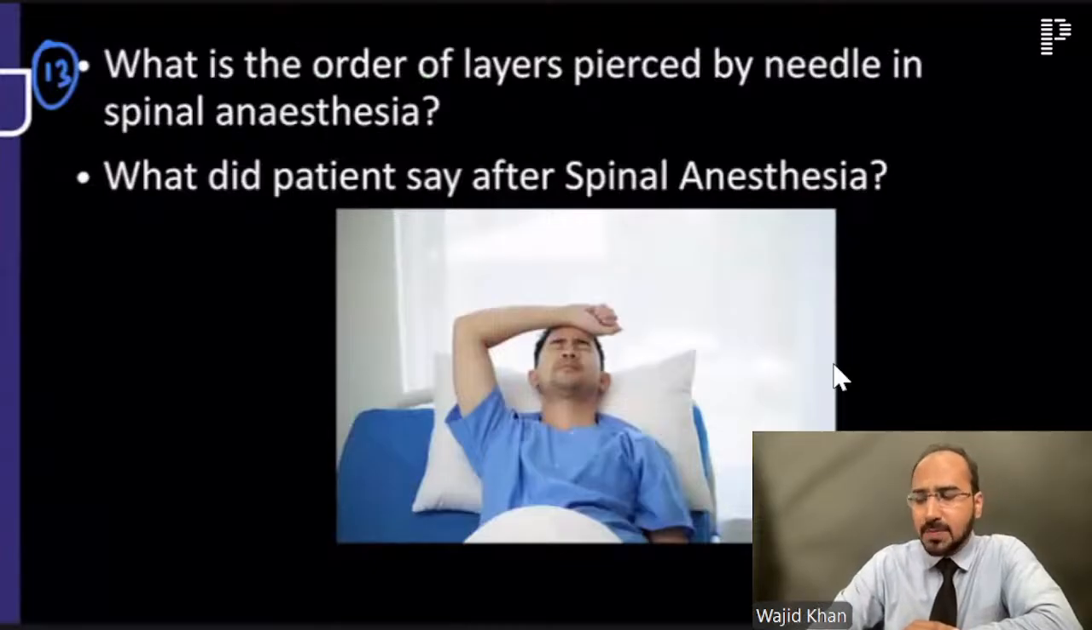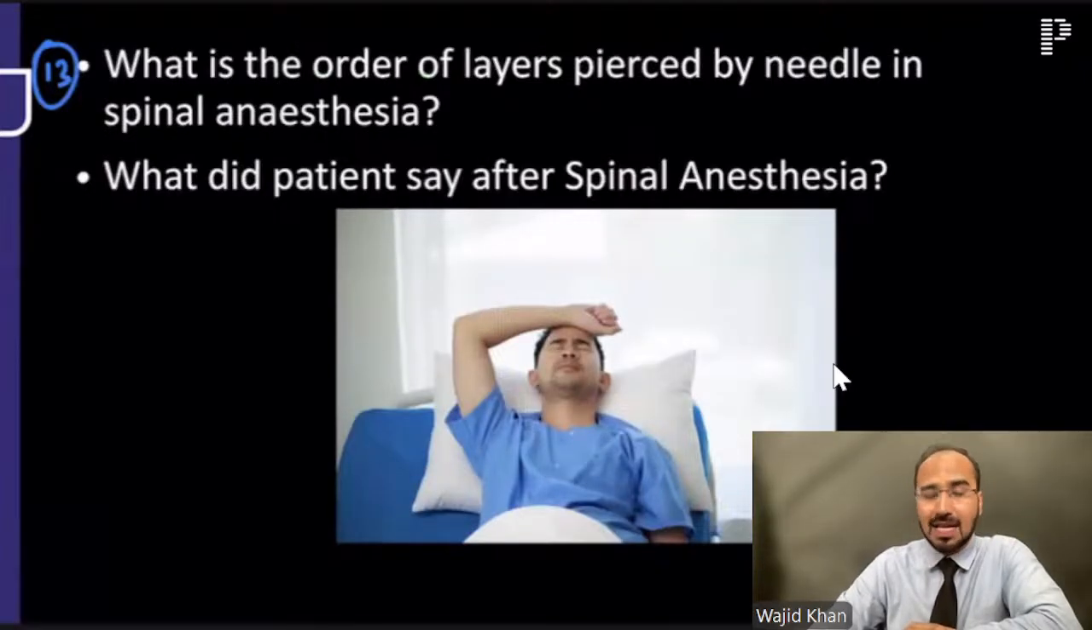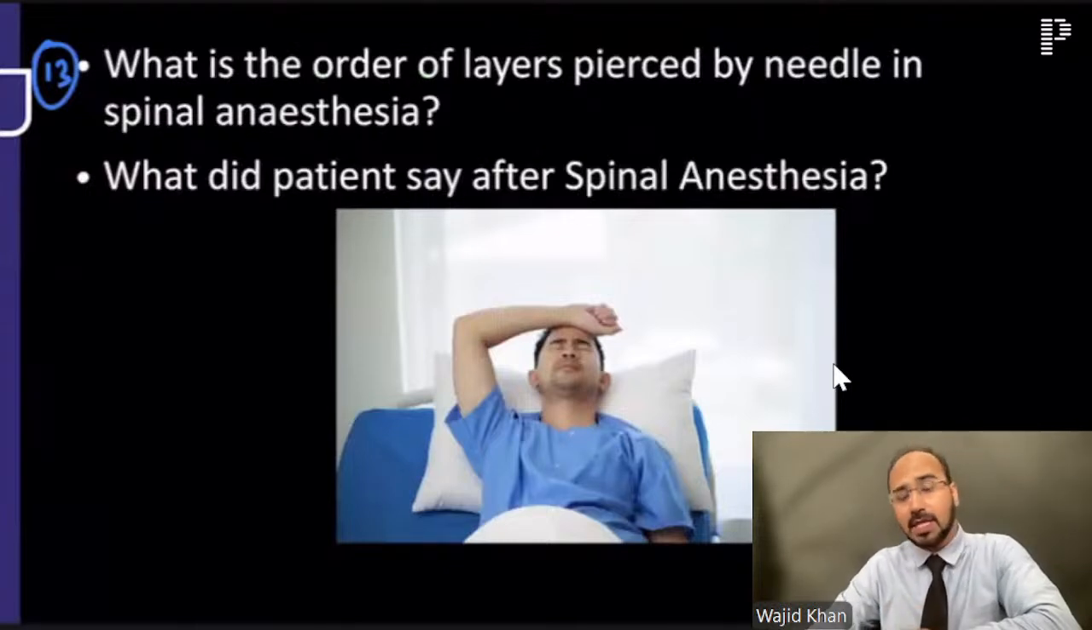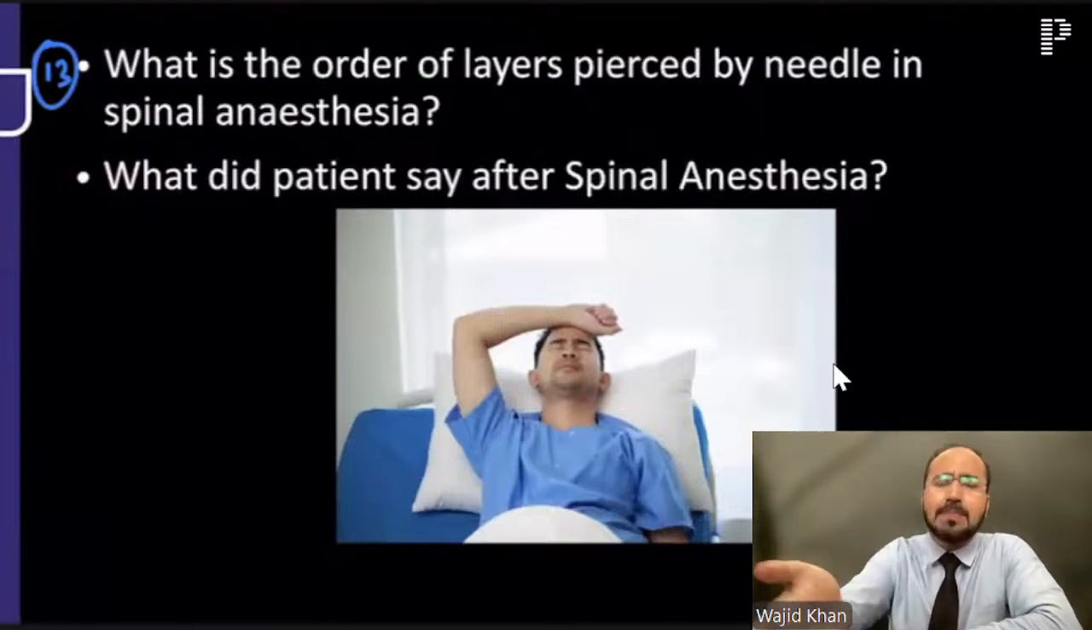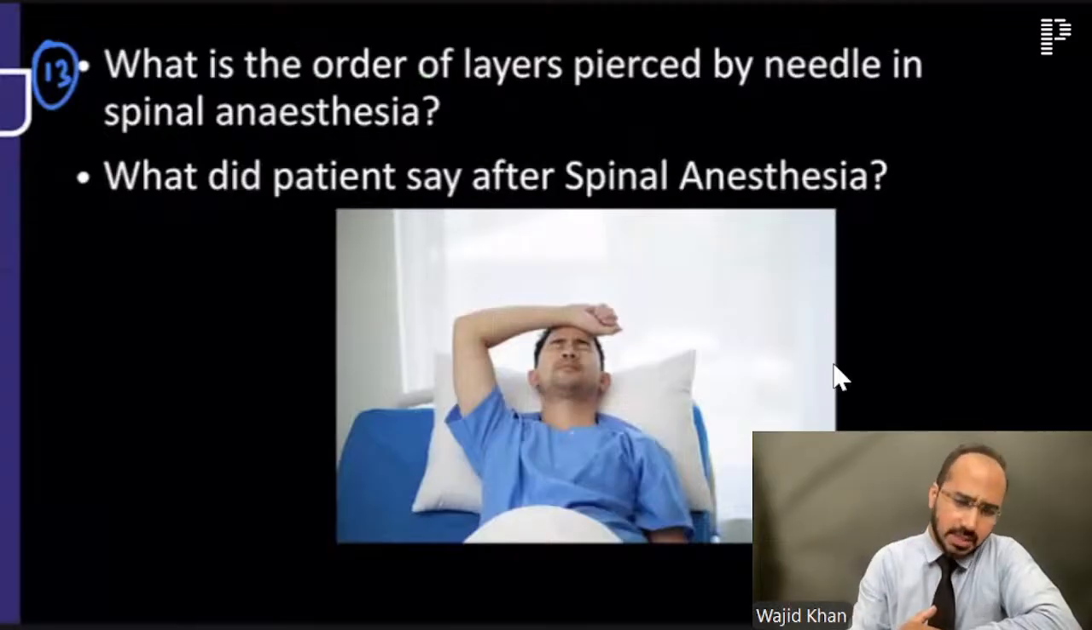What is the order of layers pierced by the needle in spinal anesthesia? S3 ILD mnemonic, that can also work. But look over here, I had developed a small mnemonic, guys. Whenever someone asks you about the layers pierced in spinal anesthesia, you should tell them what the patient says after spinal anesthesia. Usually patients come to me and say, sir, some say spinal instigates lethargy during anesthesia session.